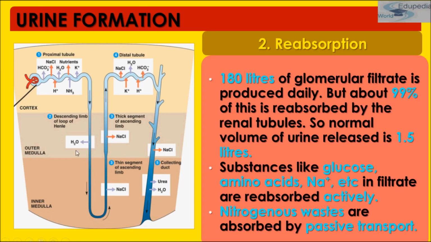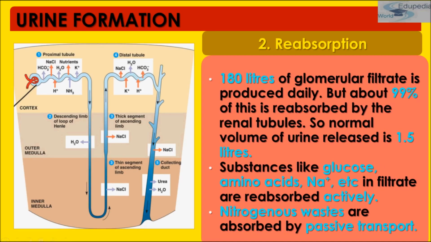The descending limb is permeable to water, but almost impermeable to electrolytes. It doesn't allow any electrolyte to pass through it. Water is progressively reabsorbed when the filtrate passes down the descending limb, and hence the filtrate becomes progressively hypertonic. This is the hairpin bend, we call it a hairpin because it resembles a hairpin. At the hairpin bend, the filtrate is maximally hypertonic.